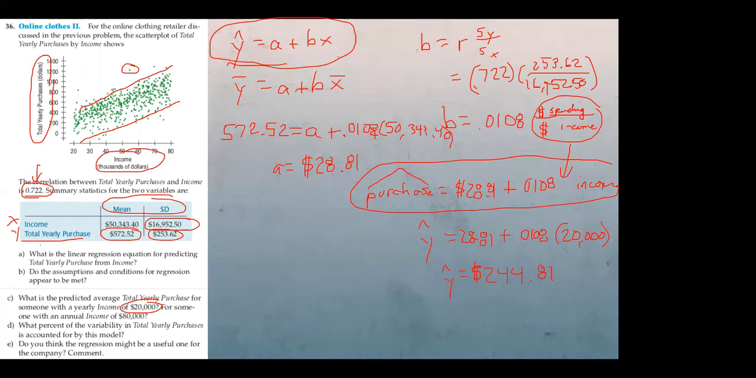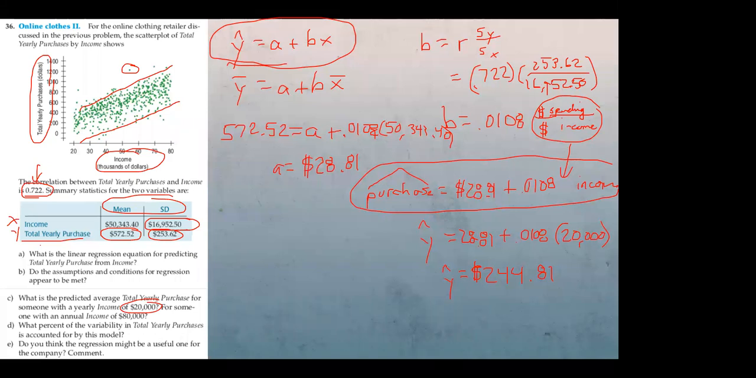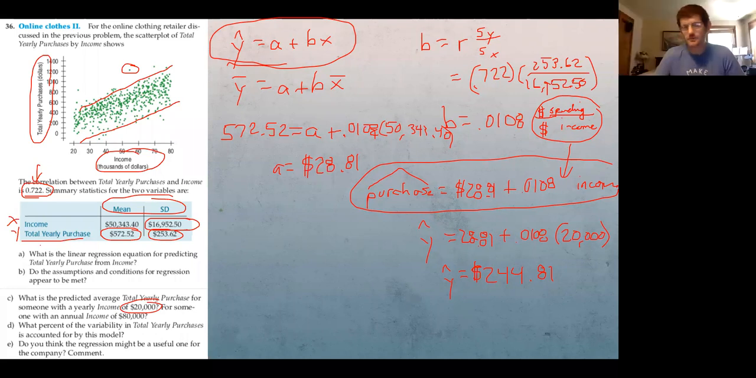Could you repeat the question? Oh yeah, we're looking at D. So it says, what percent of the variability in total yearly purchases is accounted for by this model? So what should we do to get that answer? Do we just square the R? That's it. Perfect. Good job.